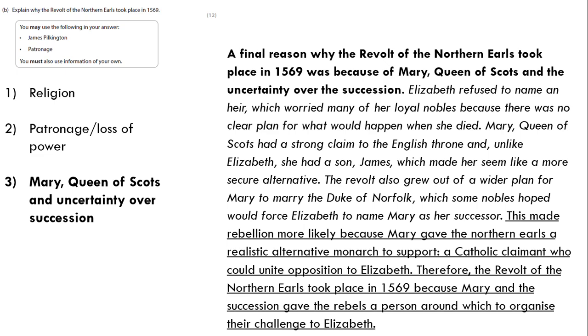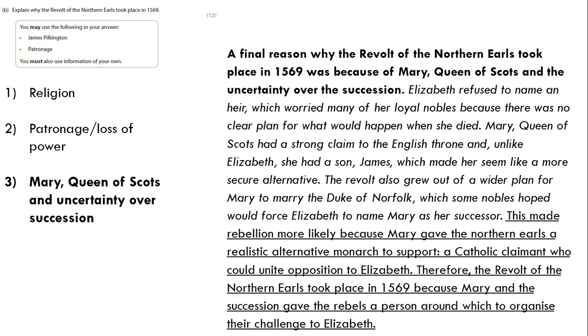The revolt also grew out of a wider plan for Mary to marry the Duke of Norfolk, which some nobles hoped would force Elizabeth to name Mary as her successor. This made rebellion more likely because Mary gave the Northern Earls a realistic alternative monarch to support, a Catholic claimant who could unite opposition to Elizabeth. Therefore, the revolt of the Northern Earls took place in 1569 because Mary and the succession gave the rebels a person around which to organise their challenge to Elizabeth.